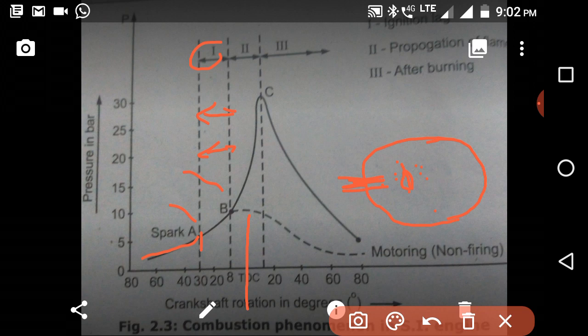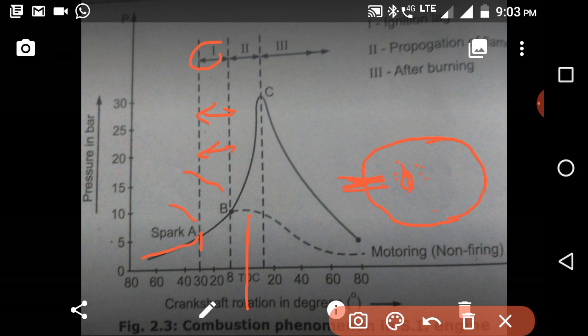This phenomenon of ignition lag will occur from 30 degrees before TDC to 8 degrees before TDC, and this phenomenon we are calling the ignition lag. For the formation of the nucleus from the production of the spark, whatever time is required, that time we are calling the ignition lag. So this is the first phase of combustion in the SI engine.